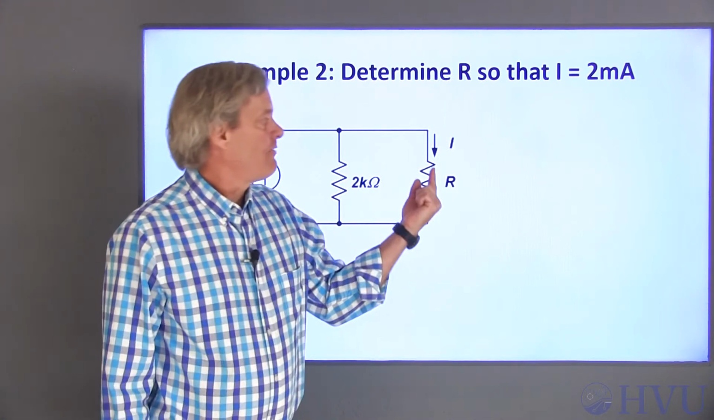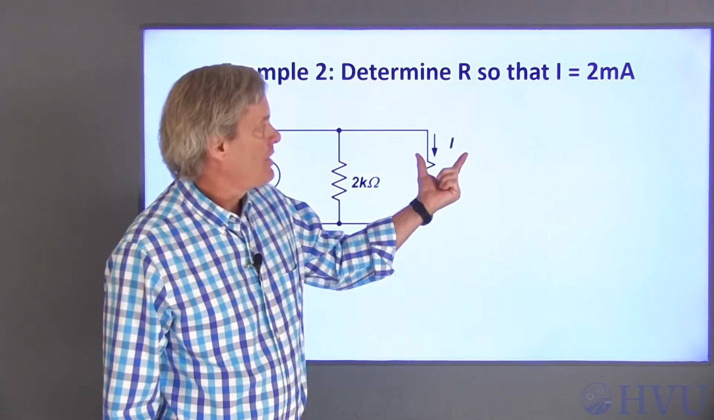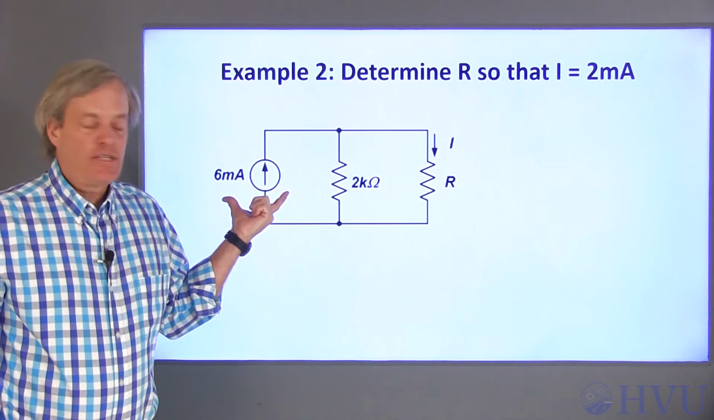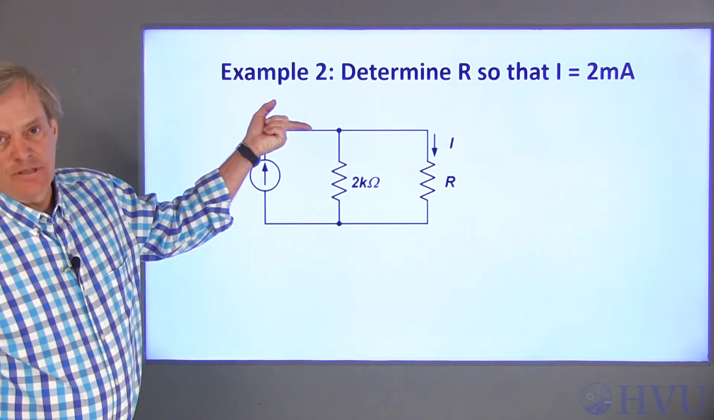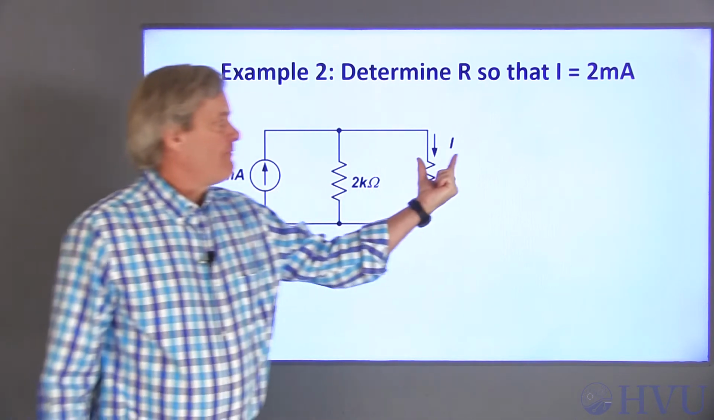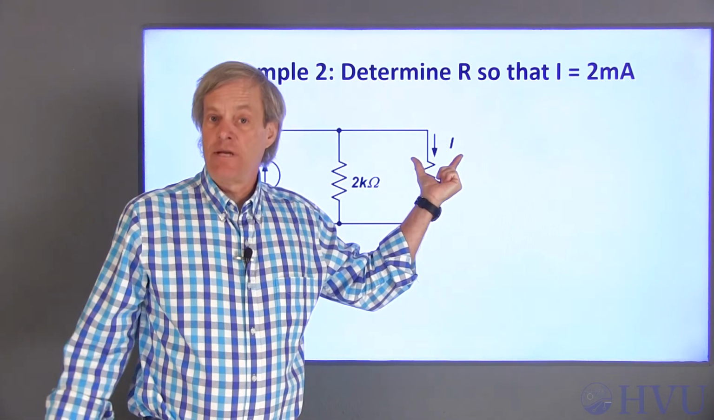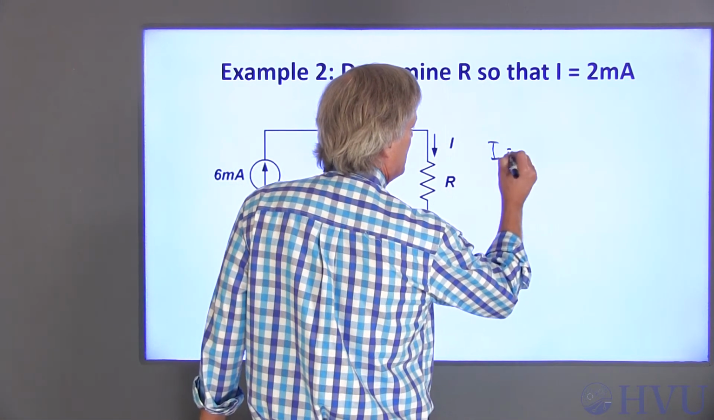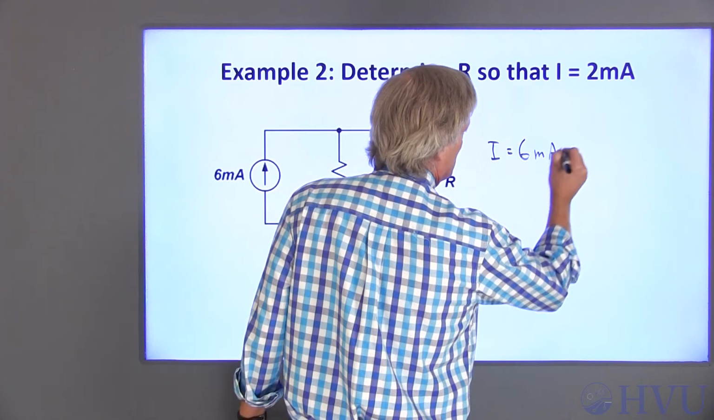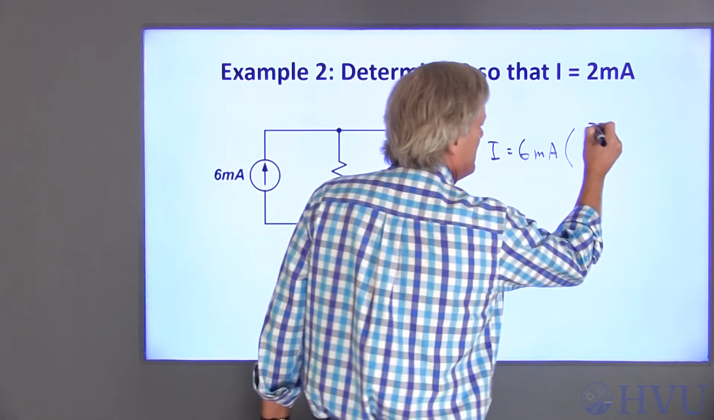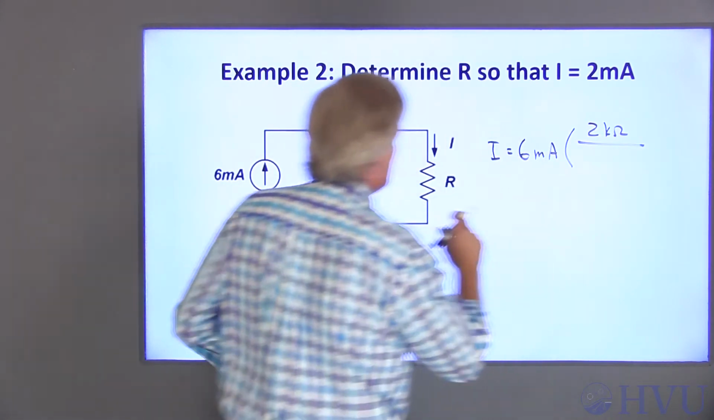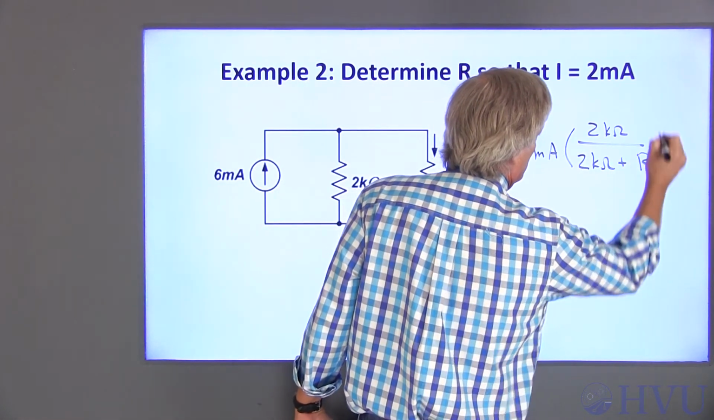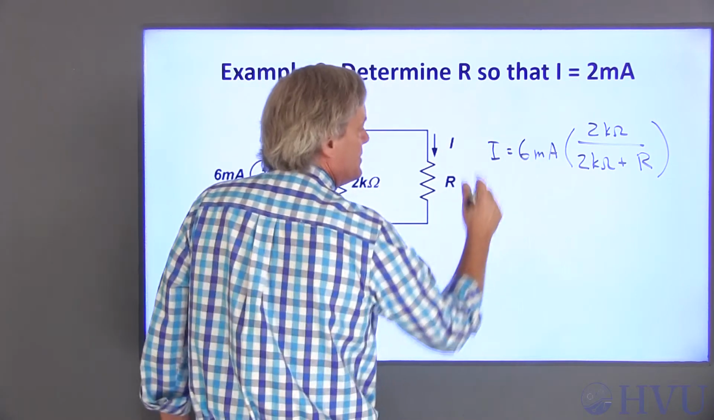In this example, I want to find the resistance R that will make I 2 milliamps. I have a source giving me 6 milliamps, so I know the total current into the parallel combination. I want to find a current in the parallel combination so I can use my current divider formula. So I is equal to 6 milliamps times the other resistance, 2 kiloohms, over the sum of the 2 resistances, 2 kiloohms plus R. We want I to be 2 milliamps.